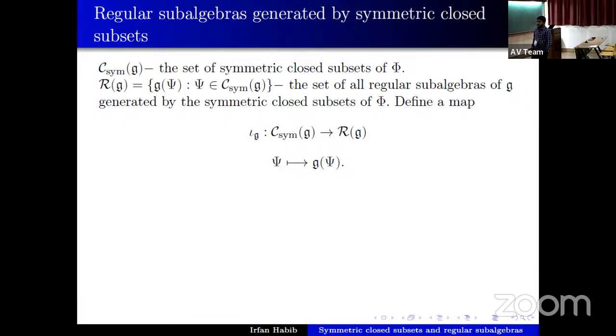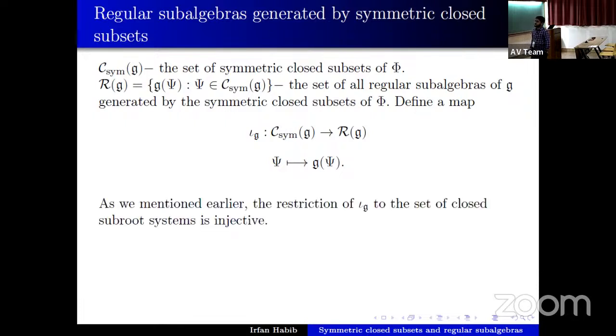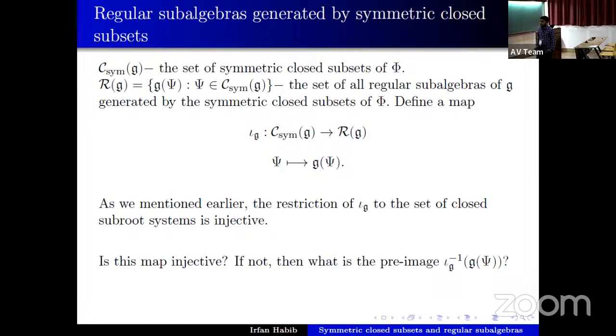We define a map as usual. So the first question is: if you restrict this map to the closed subgroup system, it is injective. And we have found examples where a maximal symmetric closed subset might not be a closed subgroup system. So now the question remains whether that extended map is injective. If not, then what is the pre-image for G of psi?